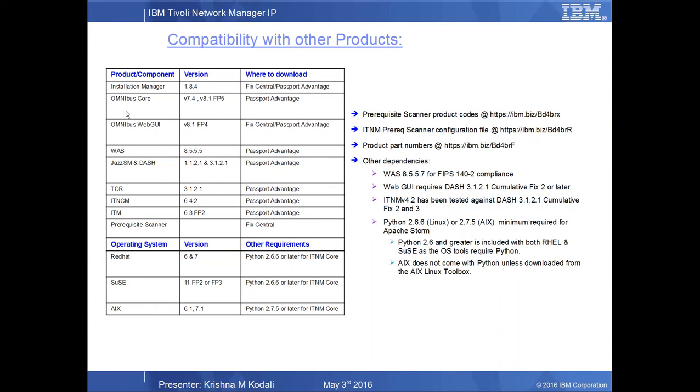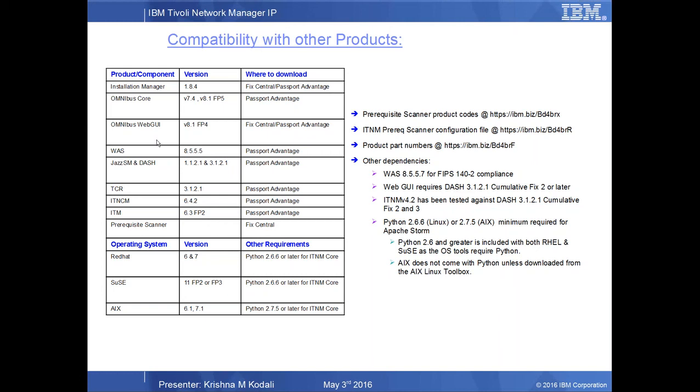It supports version 7.4, or if you are with the 8.1, you need to be on Fixpack 5. So there is an 8.1, the original GA code, and then there is a refresh build, and then 8.1 Fixpack 5 also combined as another refresh build. So you don't need to deploy 8.1 and then top it with Fixpack 5. You can download 8.1 Fixpack 5 straight away and then deploy it. The Omnibus comes with the Installation Manager itself. You can download the Installation Manager separately from Fix Central, or you can also use the one that comes with the Omnibus Core.